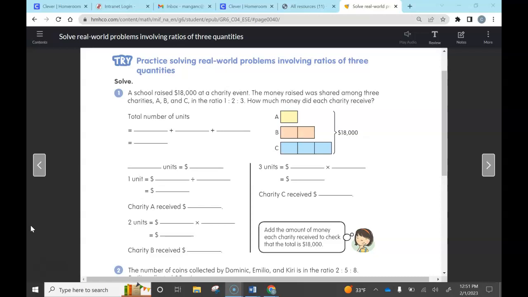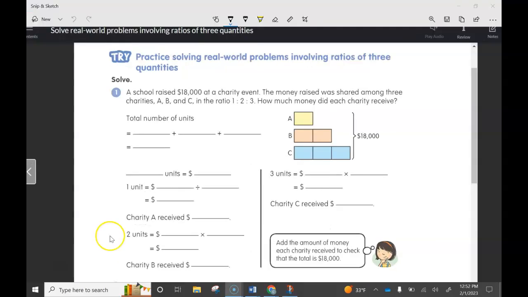It says a school raised $18,000 at a charity event. The money raised was shared among 3 charities, A, B, and C, in the ratio 1 to 3, 1 to 2, and 2 to 3. How much money did each charity receive? Once again, we've got to figure out how much 1 unit represents. So we've got to break it down by the number of units we have.